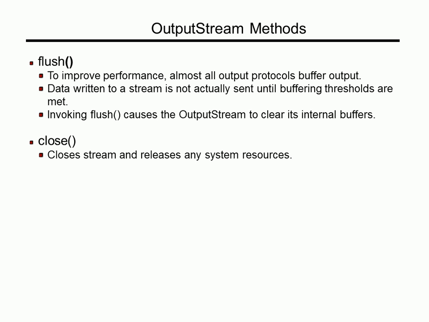So invoking the flush causes the output stream to clear its internal buffer. Then the close method closes the stream and releases any resources. So if you don't want to call flush, you can just leave it. The close will flush it for you, but it's not advisable. If you are chatting or you want immediate results, you have to flush it yourself.